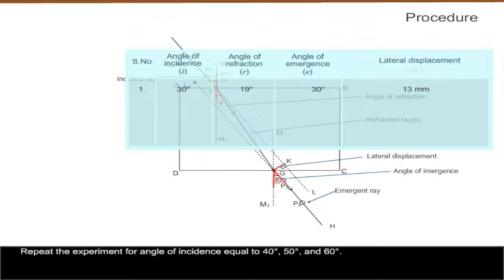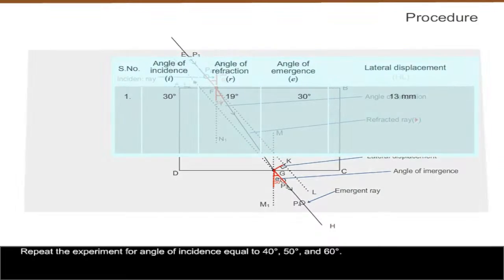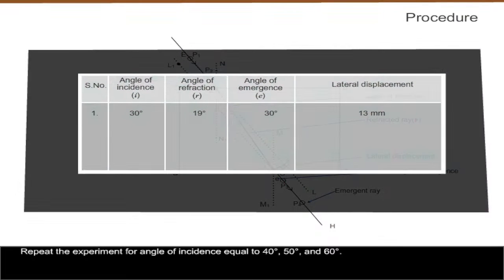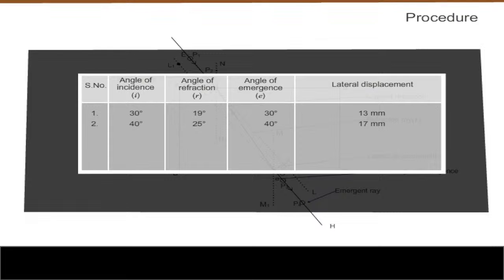Tabulate the above measurements. Repeat the experiment for angle of incidence equal to 40 degree, 50 degree, and 60 degree. Serial number, angle of incidence I, angle of refraction R, angle of emergence E, lateral displacement. 1. 30 degree, 19 degree, 30 degree, 13 mm. 2. 40 degree, 25 degree, 40 degree, 17 mm. 3. 50 degree, 31 degree, 50 degree, 22 mm. 4. 60 degree, 35 degree, 60 degree, 30 mm.